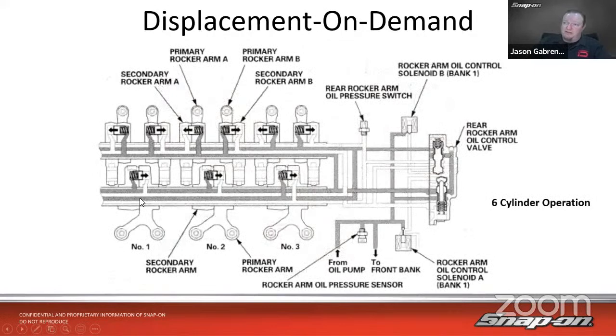So if we take a look at this, it works very similar, like I said, to VTEC. We have these pins inside the rocker arms. We have high rockers, low rockers, primary and secondary rockers. We have oil pressure switches and we have solenoids. The solenoid is going to be a pulse width modulated solenoid, so you'd look at it like any other pulse width modulated solenoid that you'd see.